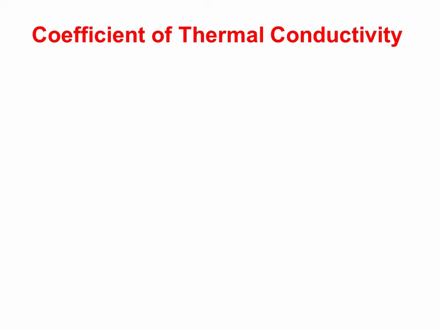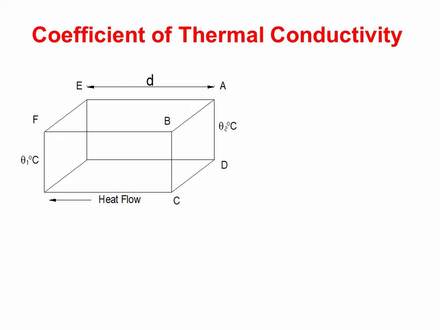Let us see what is coefficient of thermal conductivity. Let us consider a metallic bar whose cross sectional area is A. Let small d be the distance between the two ends maintained at temperature theta 1 and theta 2. Here theta 2 is the higher temperature, theta 1 is the lower temperature. Look at this diagram, the heat flow is from theta 2 to theta 1. So the heat transfers from the side ABCD to the side EFGH.